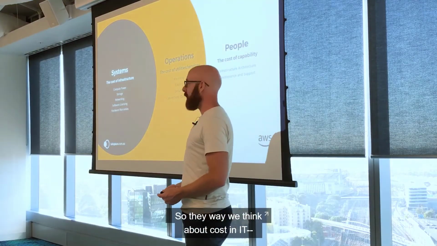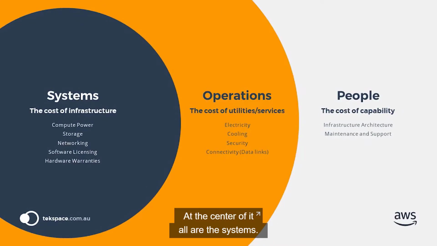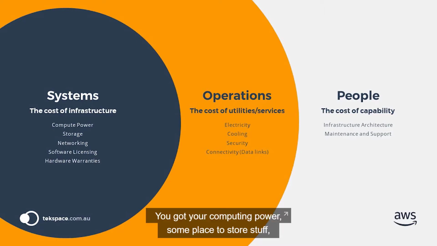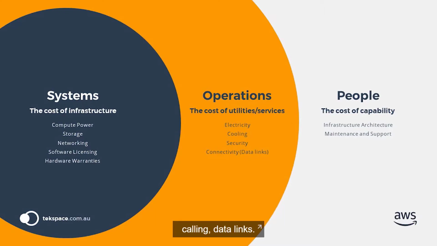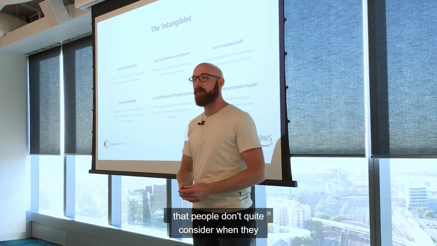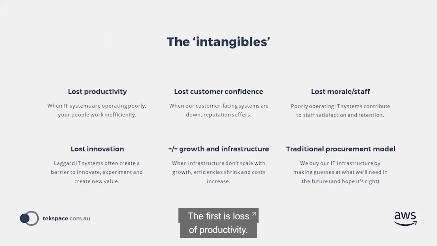So the way we think about costs in IT, they really drop into three different buckets. At the center of it all are the systems. This is typically what people think of IT as being, in the same analogy as the car, right? You've got your computing power, some place to store stuff, maybe some networking and so on, some warranties. And then outside of that, there's the operational expenditure that is used for the services that support that infrastructure. Electricity, cooling, data links. And then around the outside of that are people, right? The capability that's required to support the services and the systems that we use in our IT to work every day. But often there are a number of intangible costs that people don't quite consider when they think about the cost of IT. The first is loss of productivity.